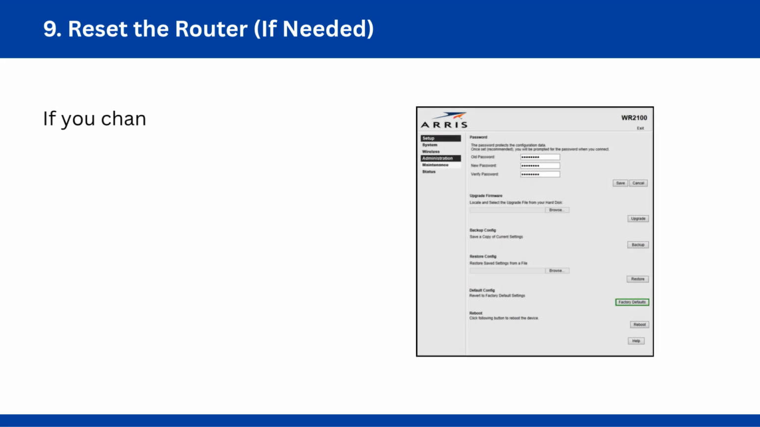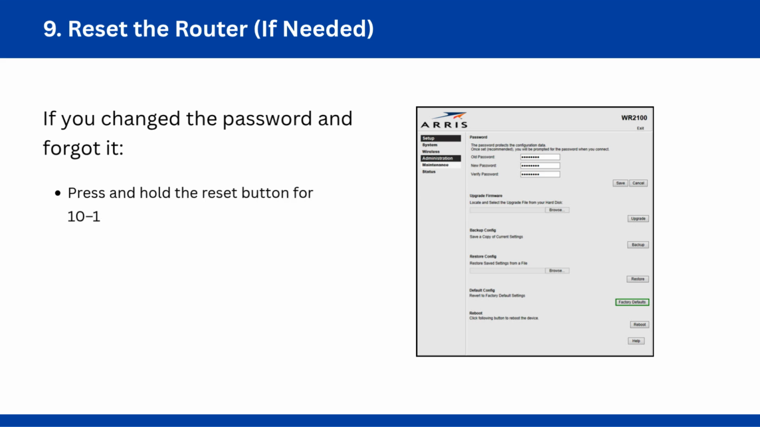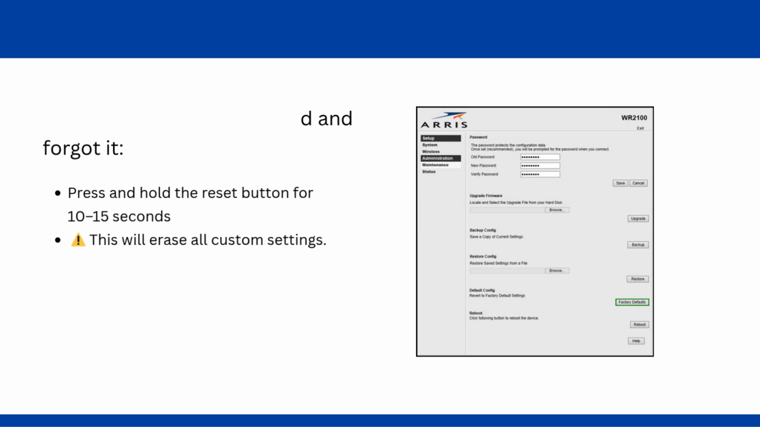9. Reset the router, if needed. If you changed the password and forgot it, press and hold the reset button for 10 to 15 seconds. This will erase all custom settings.